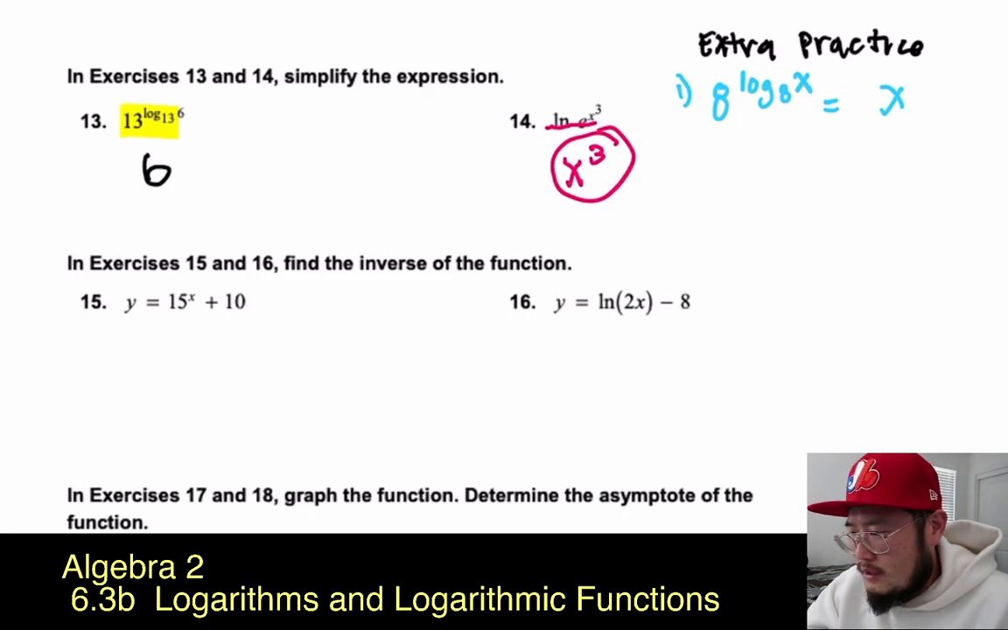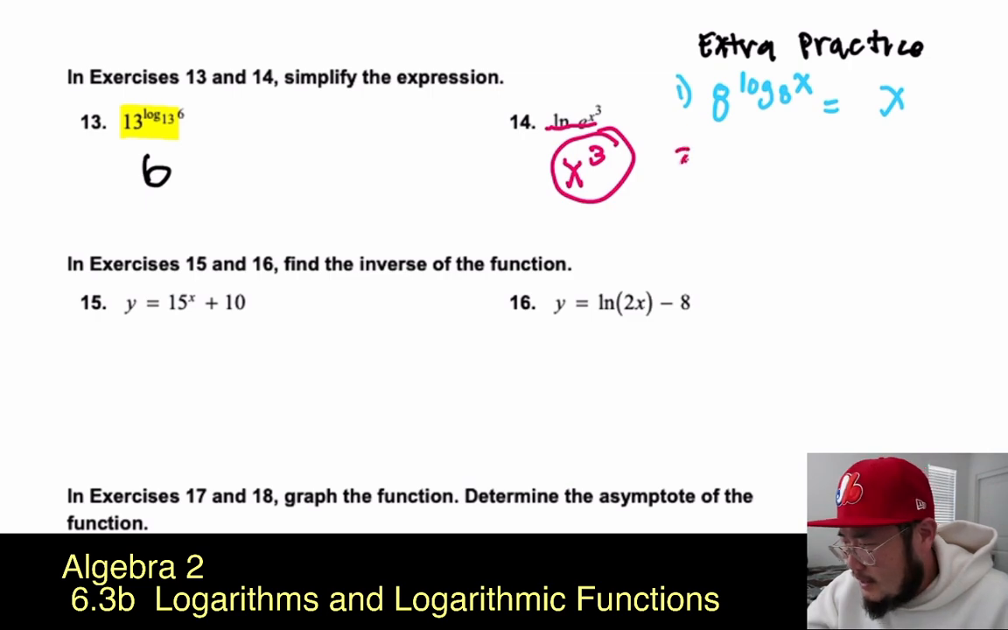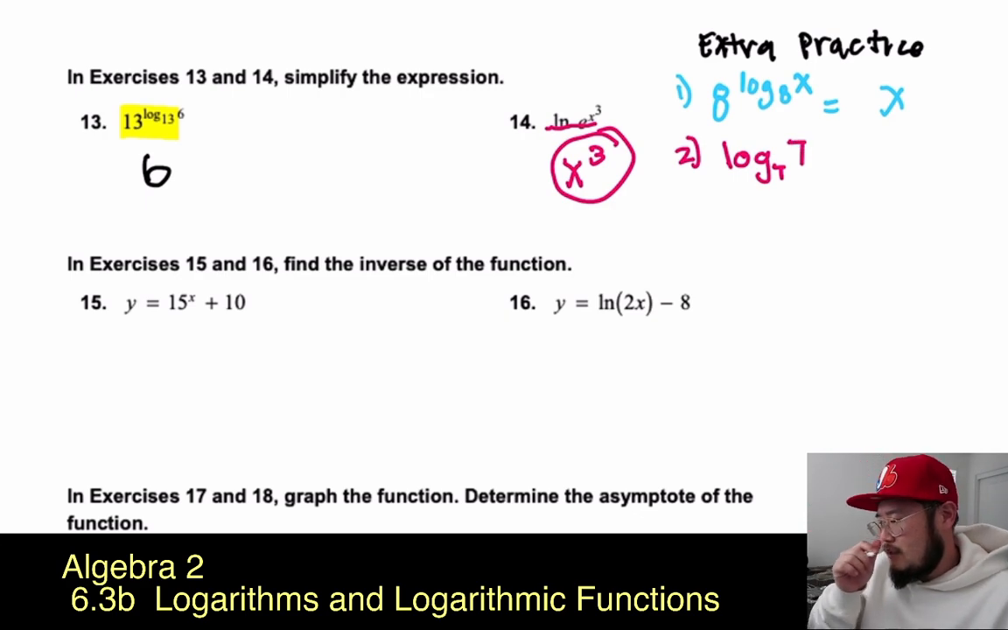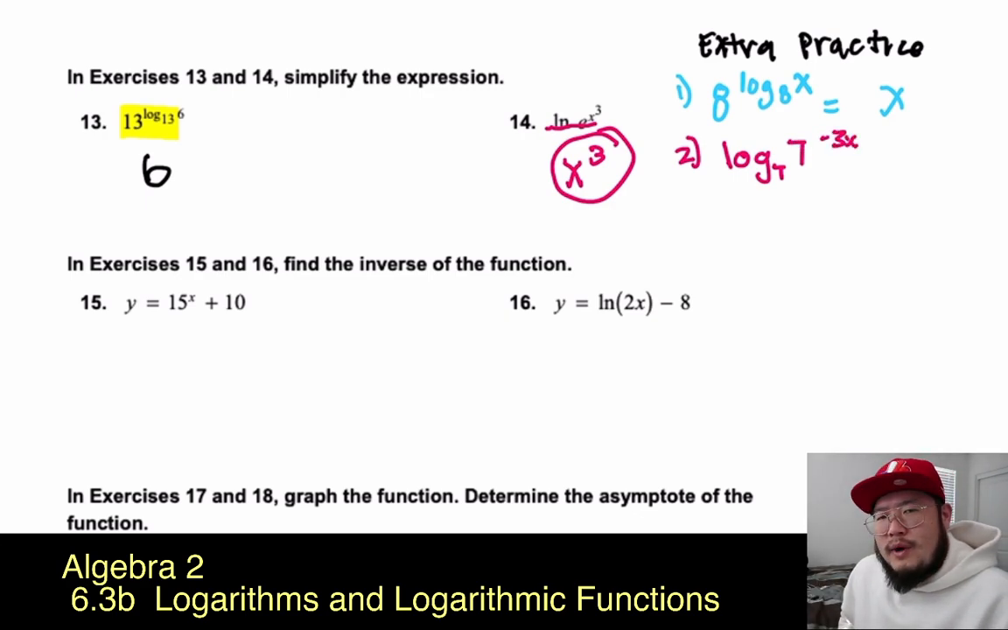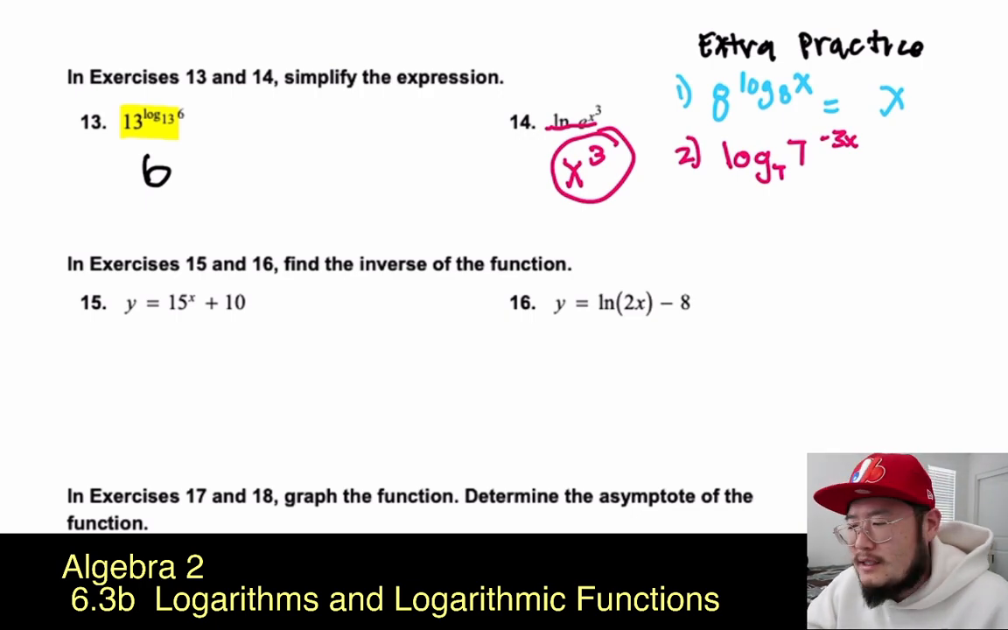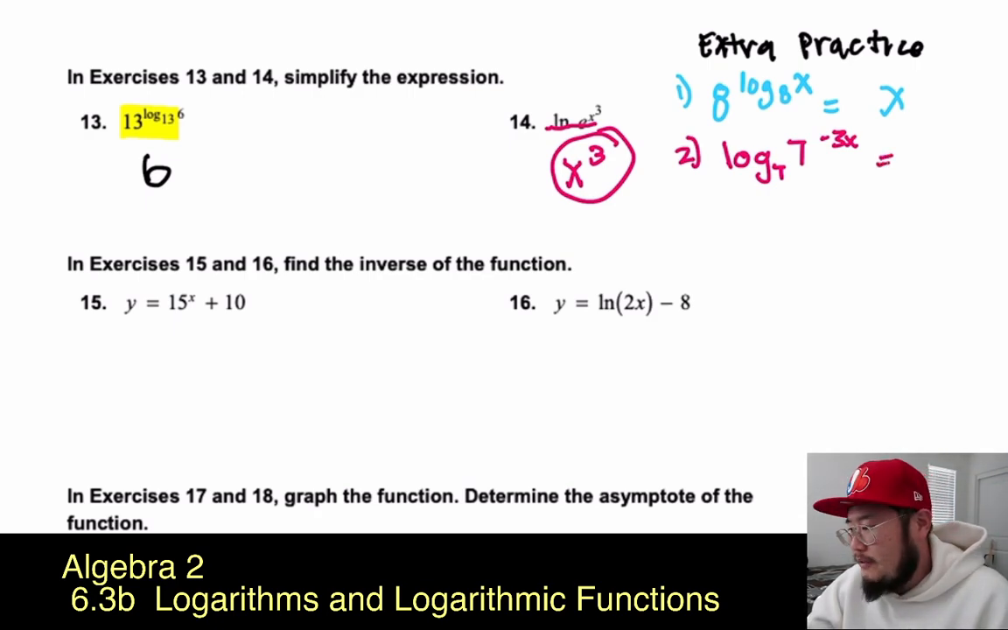Let's have another example. This time I have log base 7 of 7 to the negative 3x. Well, something a little different here. This time the log base is the same as what it is of. When that's the case, my answer is going to be the exponent, which is going to be negative 3x.